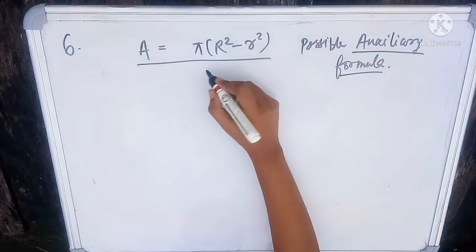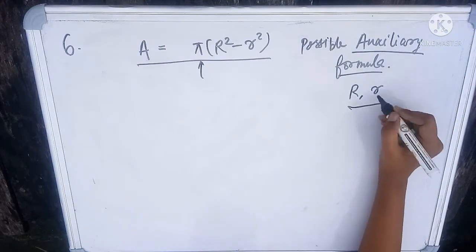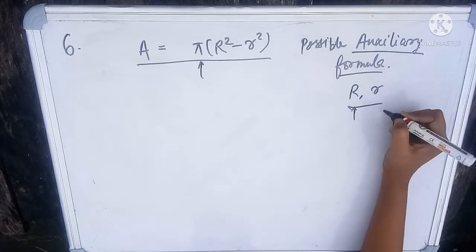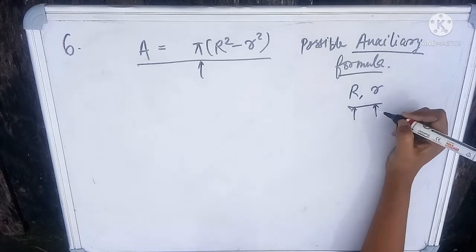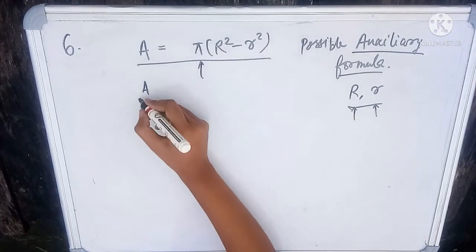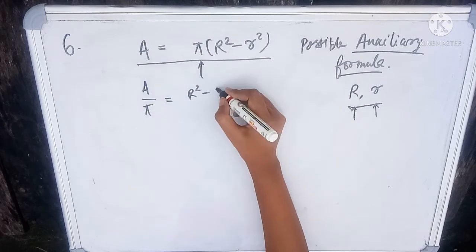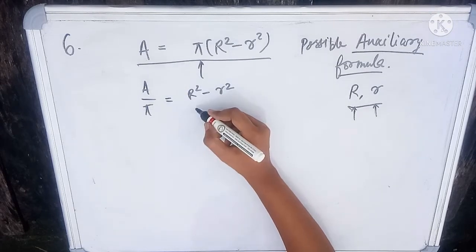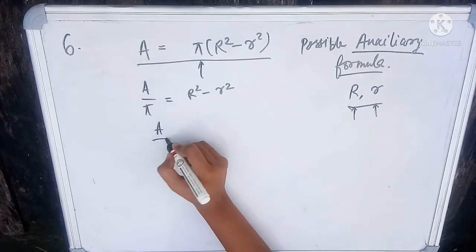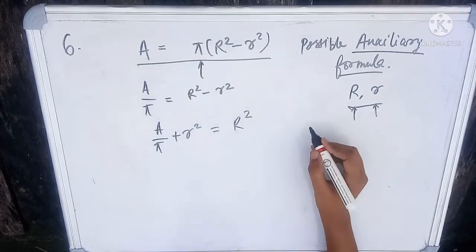So here we have pi as a constant, and the variables we have are capital R and small r. So we can make two auxiliary formulas. One is making capital R the subject, and second is making small r the subject. So let us first make capital R the subject. For that we have to remove this constant from here. So it will be a divided by pi is equal to capital R square minus small r square. So first of all, to make capital R the subject, we need to remove this small r square from here. So it will be a divided by pi plus small r square is equal to capital R square.